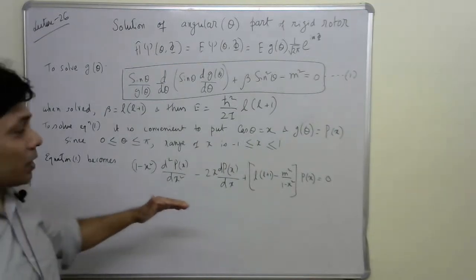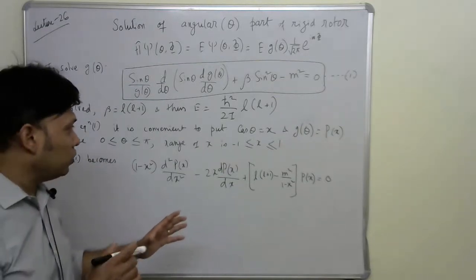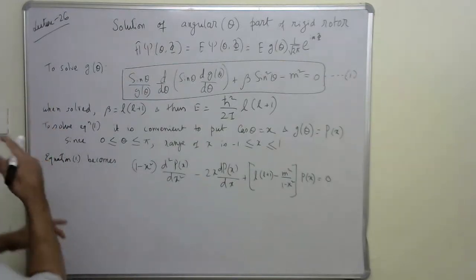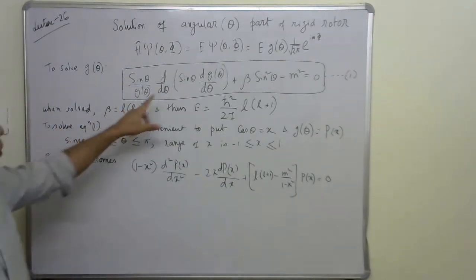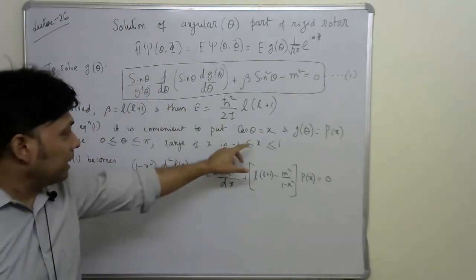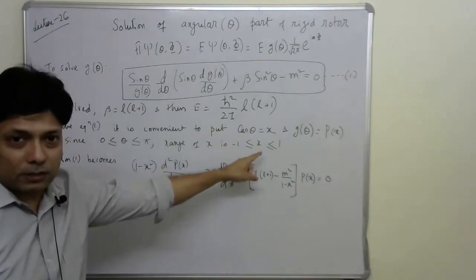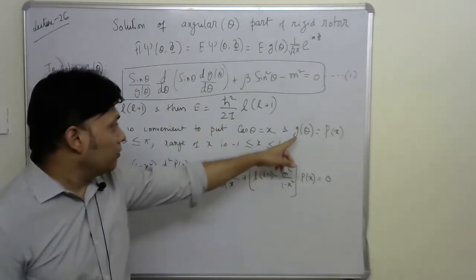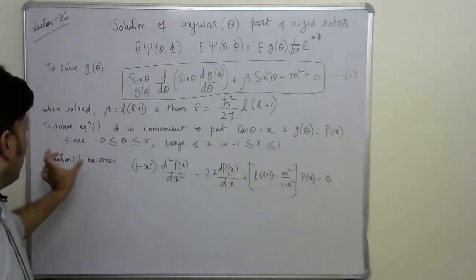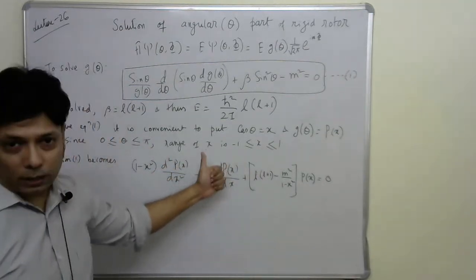Now the question is how to solve it. We will just try to understand where it comes from without going into details. To solve equation 1, usually we take a substitution. We assume cos theta is equal to x, so that the function of theta becomes a function of x. Why do we take cos theta? Because theta varies from 0 to pi, the range of x becomes 1 to minus 1.